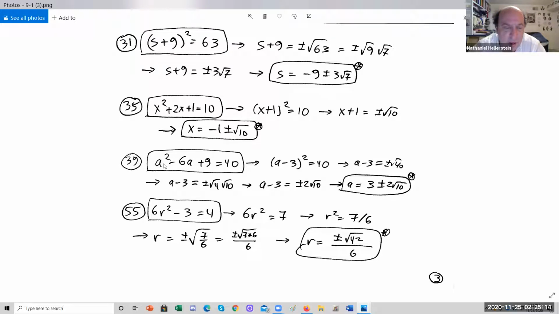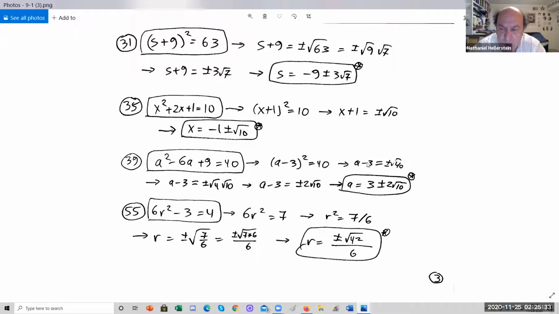You have a similar thing happening here. A squared minus 6a plus 9 equals 40. Half of negative 6 is a negative 3. Squared is 9. That fits here. This is actually the square of a minus 3. And it equals 40. So you proceed from here.